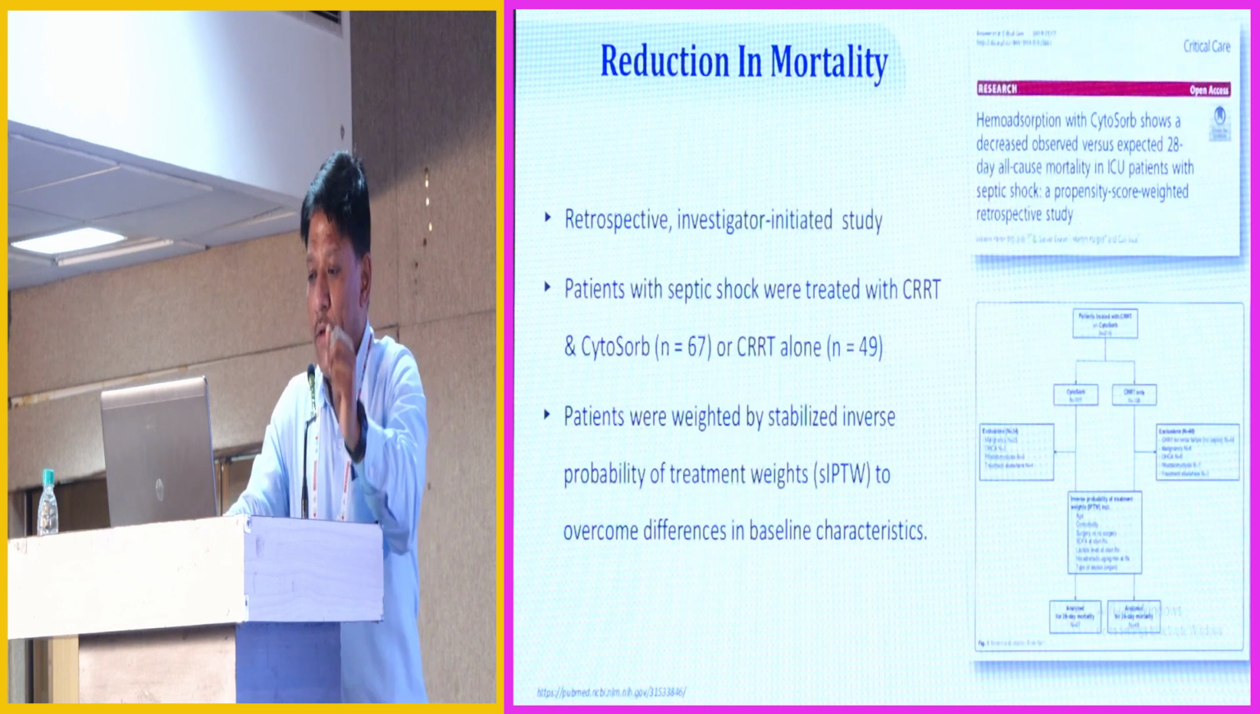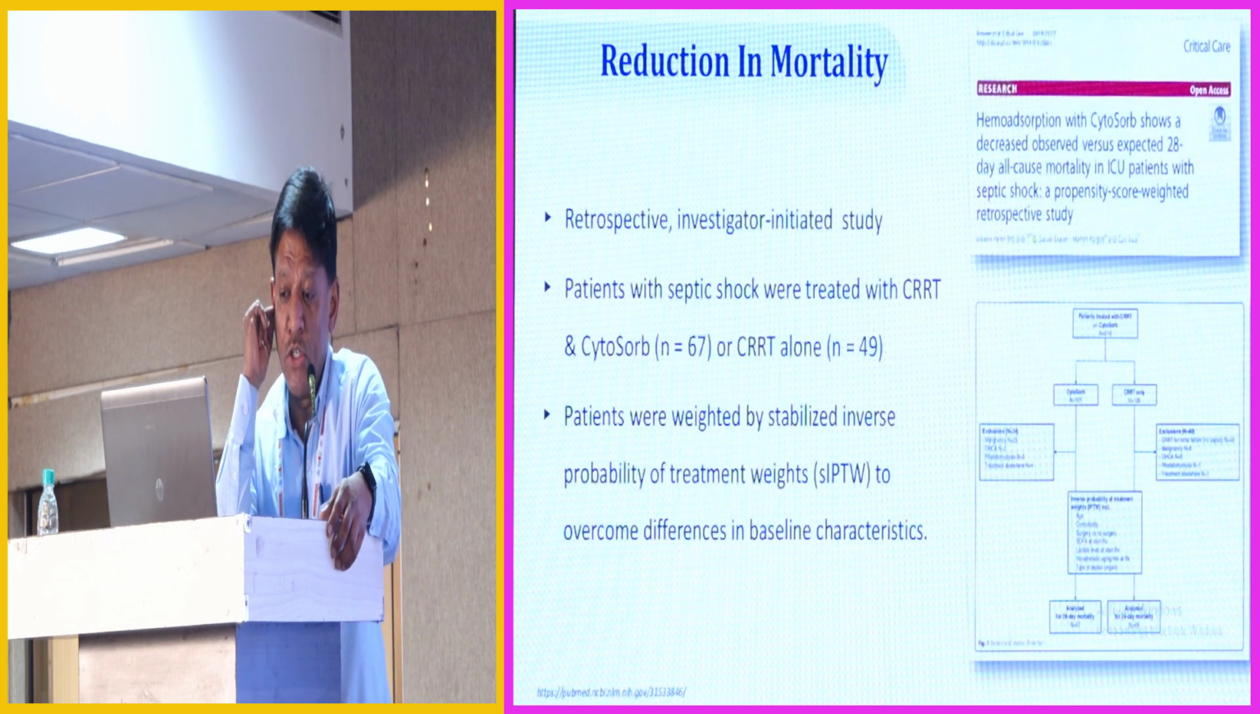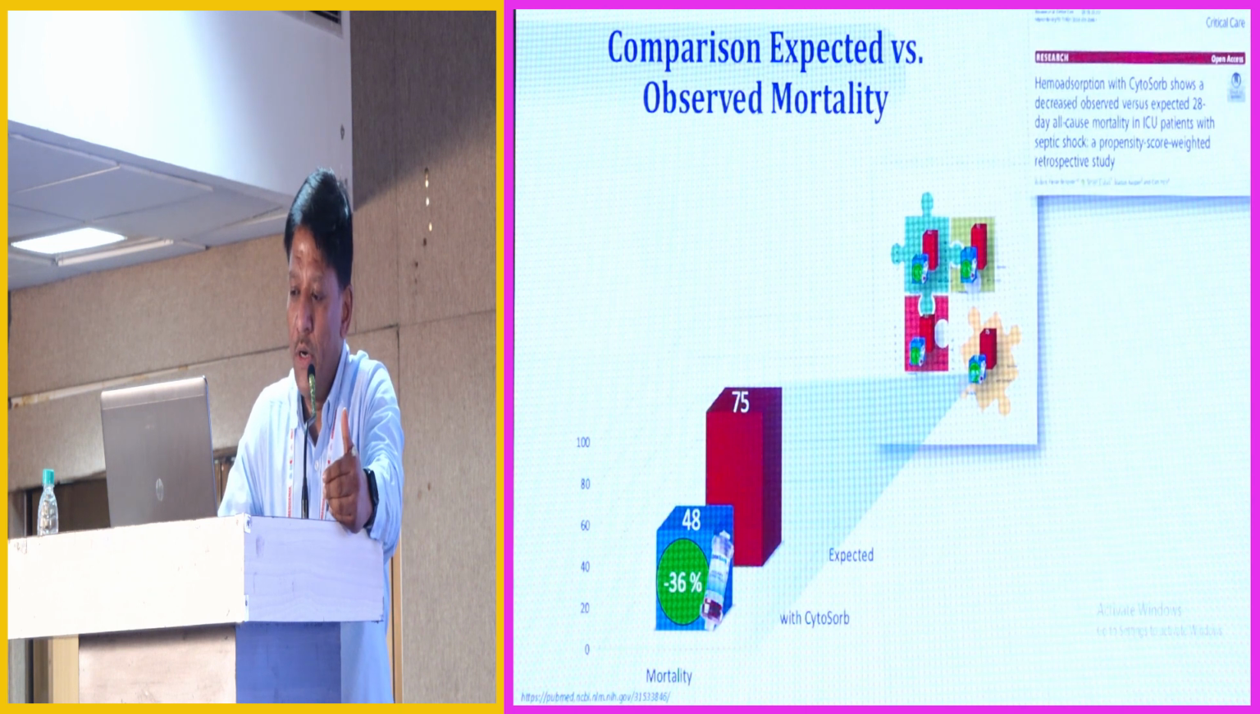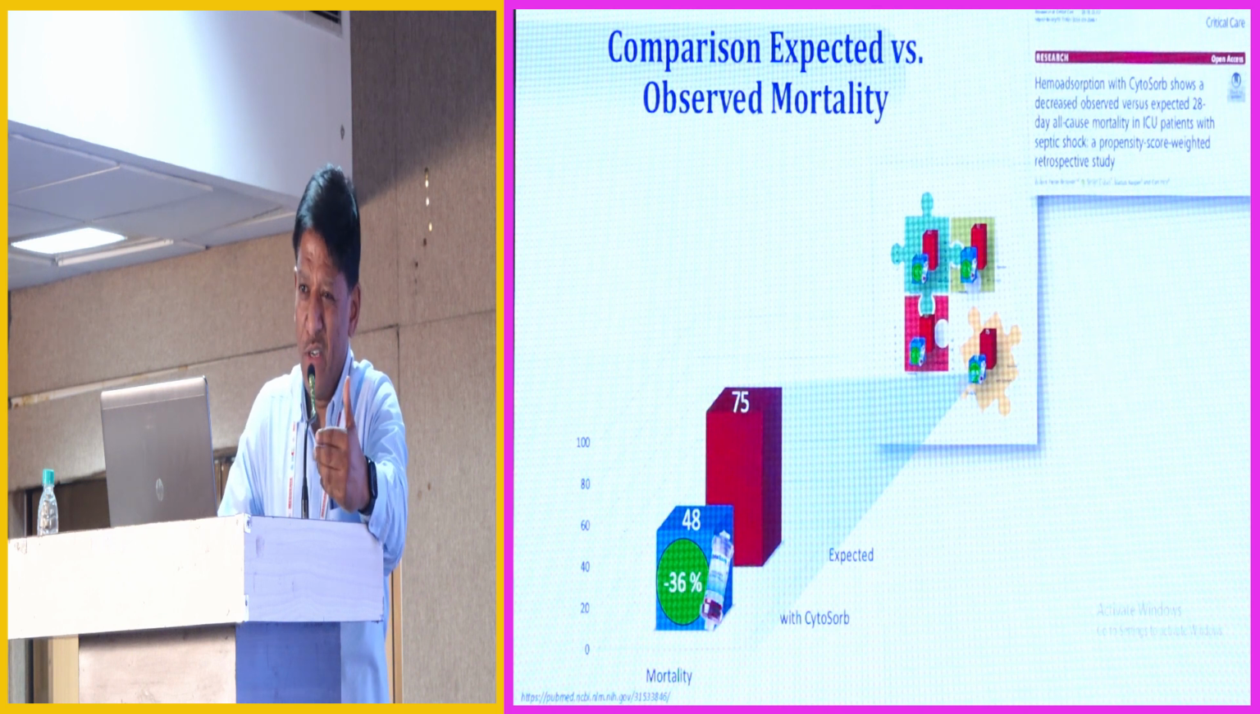This is another study, a retrospective investigation, in patients with CRRT and Cytosorb, 67 patients, versus CRRT alone, 49 patients, and propensity matching was done in this group. They found an expected mortality of 75%. After using Cytosorb, the mortality came down to 48%. It looks like a lot, so many people felt there was bias in the matching in this.